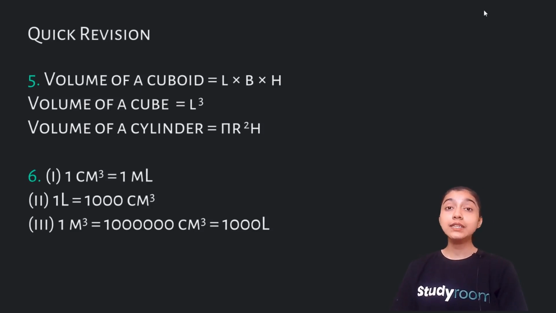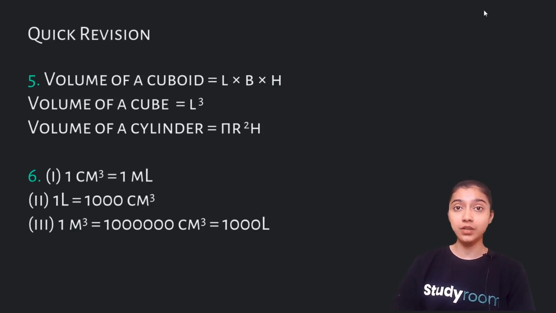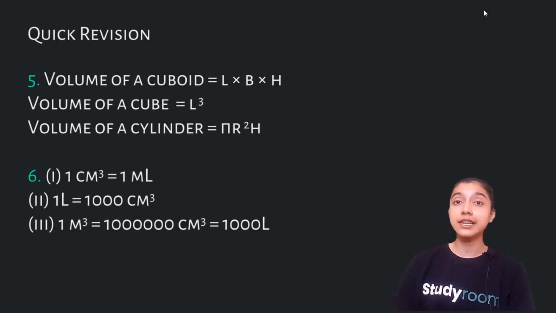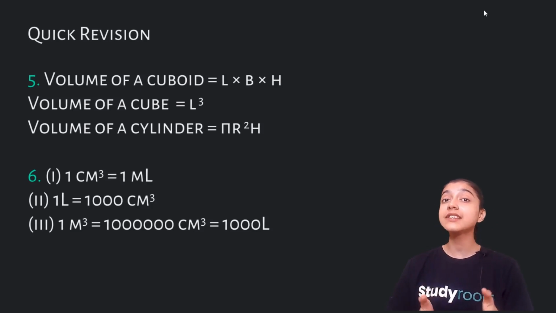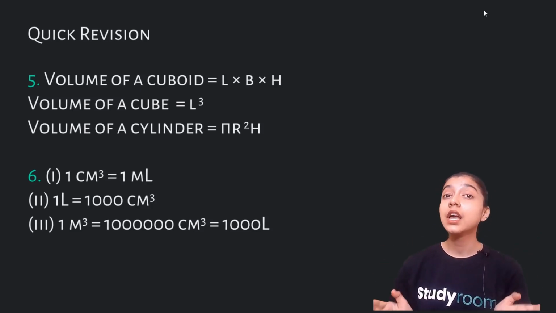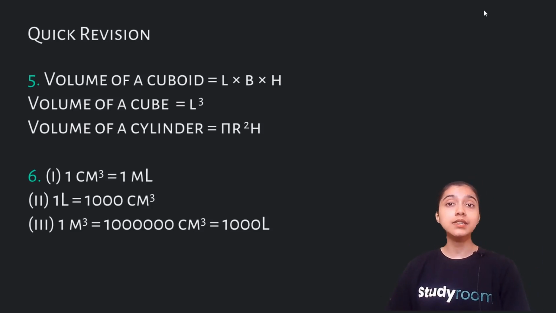The first thing is 1 centimeter cube is equal to 1 milliliter. So whenever we have been given something in milliliter and we have to convert it to centimeter cube, we will be using this conversion. That is 1 centimeter cube is equal to 1 milliliter. The very next thing that I taught you was the conversion of liters to centimeter cube. If we have to convert something given in liters, we use this conversion: 1 liter is equal to 1000 centimeter cube.